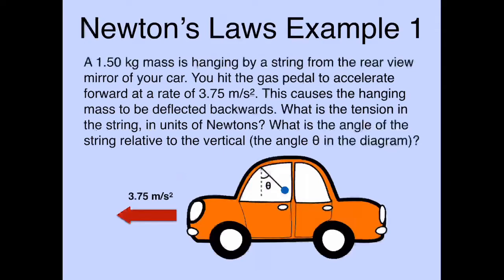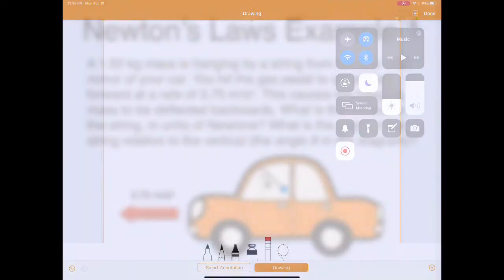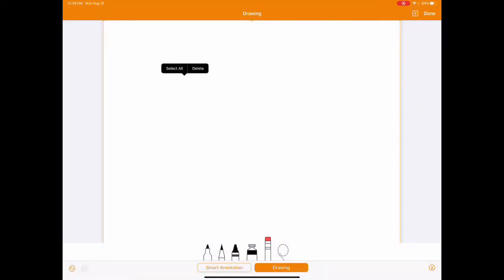So there are two questions. One, what is the tension in the string in units of newtons? And two, what is the angle of the string relative to the vertical? That's the angle theta shown in the diagram. Let's answer these two questions. In most problems that deal with Newton's laws, the very first step you're going to take is to draw a free body diagram. In this case, what we want is a free body diagram of the hanging mass.